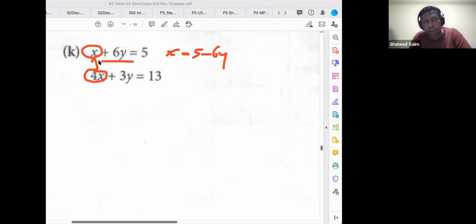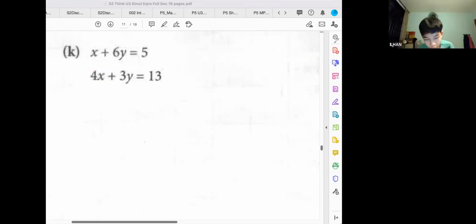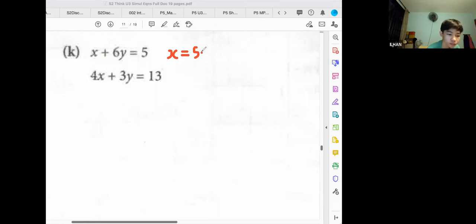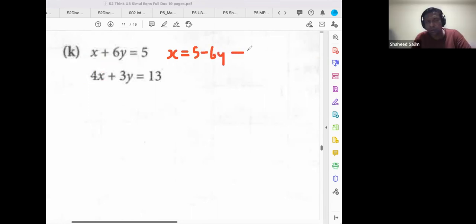How you put 4x into x? Cannot. But x can put inside 4x. You get what I'm saying? So you just replace the x with 4x. Yeah, means down here, x equals to 5 minus 6y. So you call this equation 1. You can call this equation 2. So this value you can put inside the x. Then you get 4 times 5 minus.